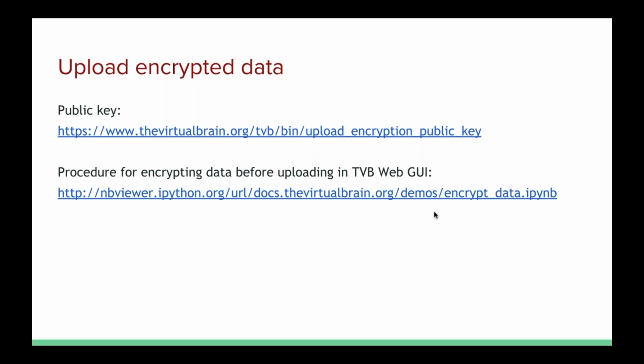And for this scenario, TVB will provide some meaningful error messages to users in order to inform them on how to proceed and be able to upload the data.